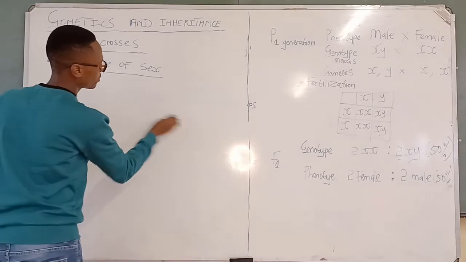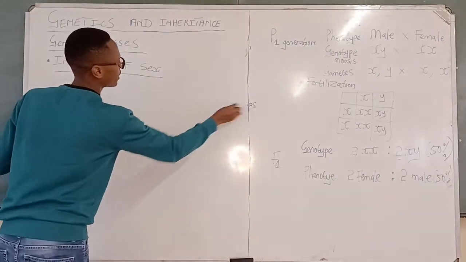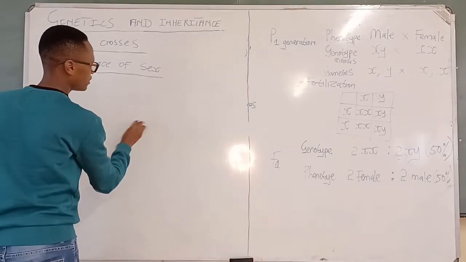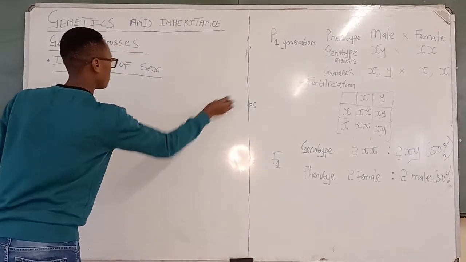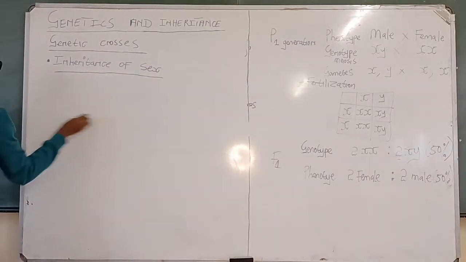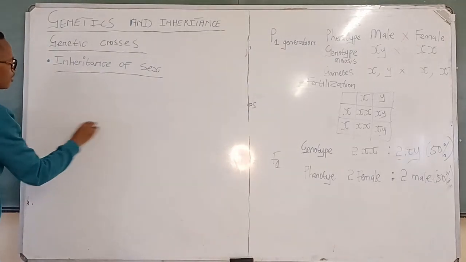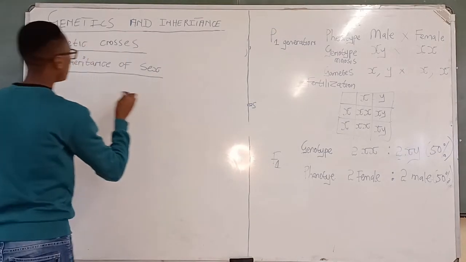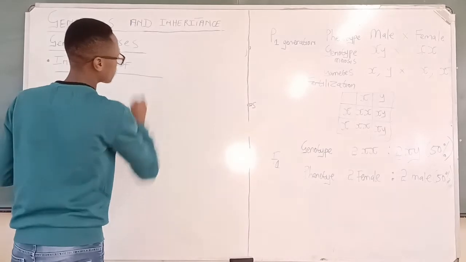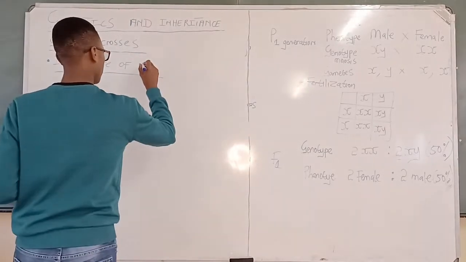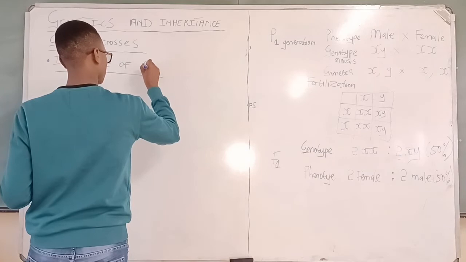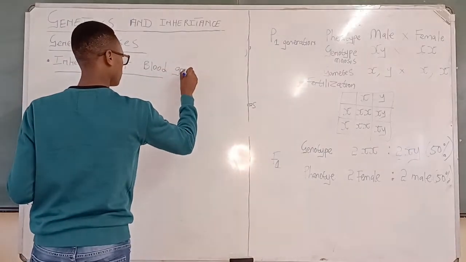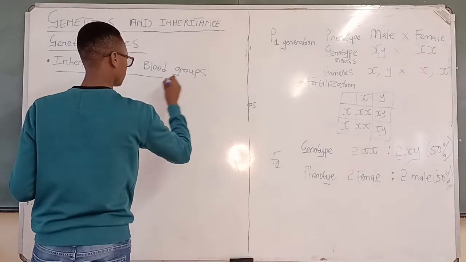And then now I'm going to discuss the issue of inheritance of blood group and see how blood groups are able to be passed from parents to offspring, or from the offspring to their offspring. Inheritance of blood groups.